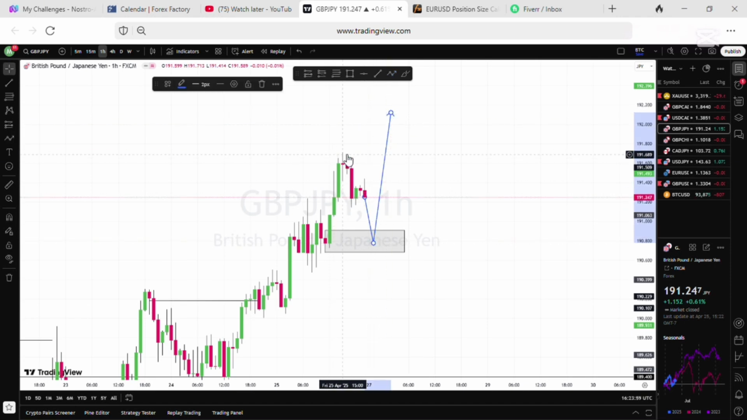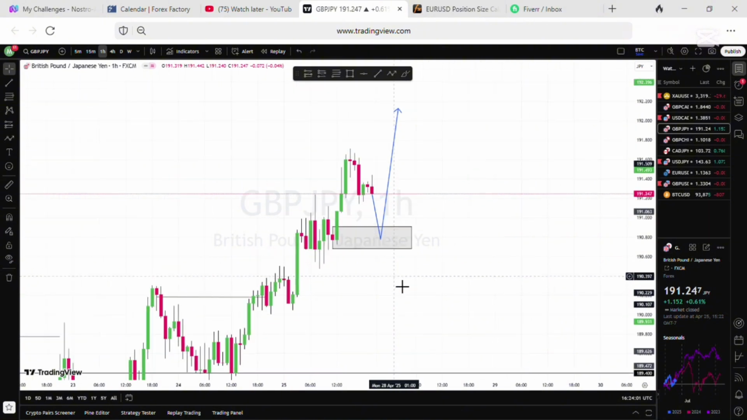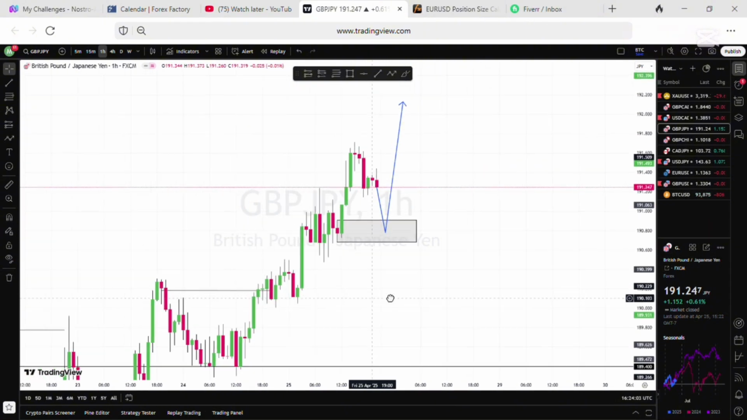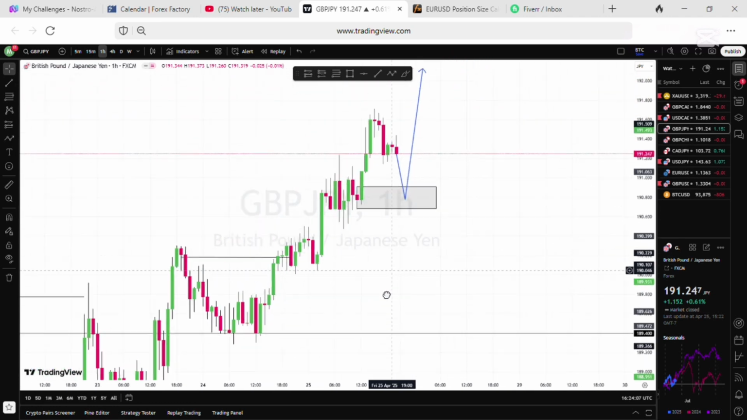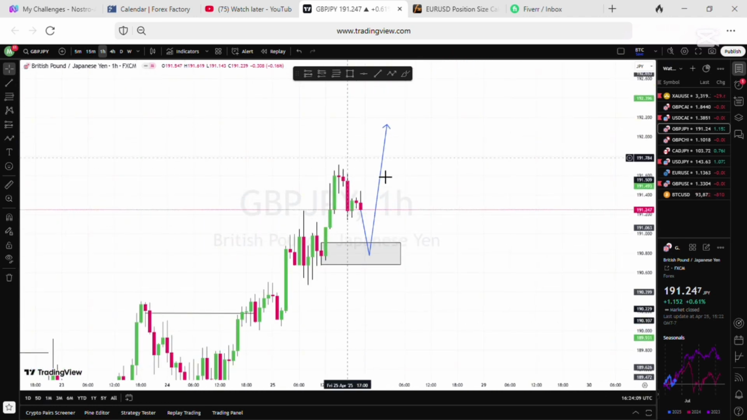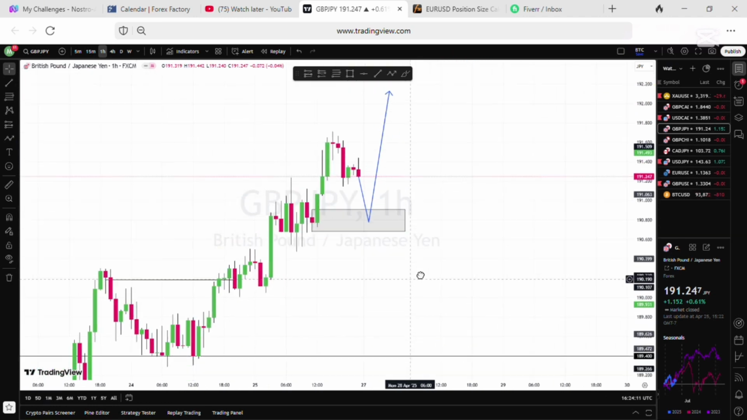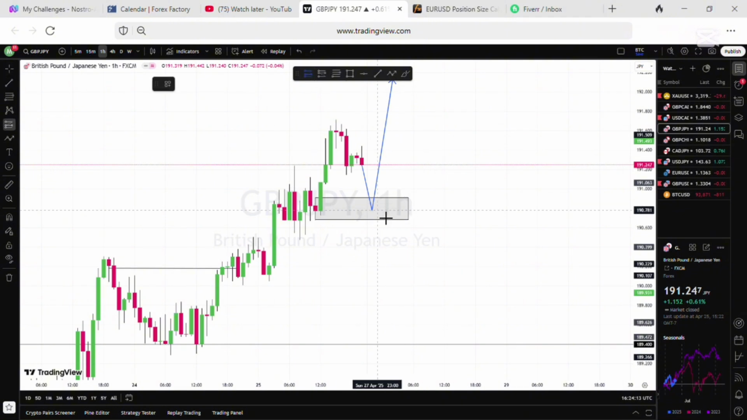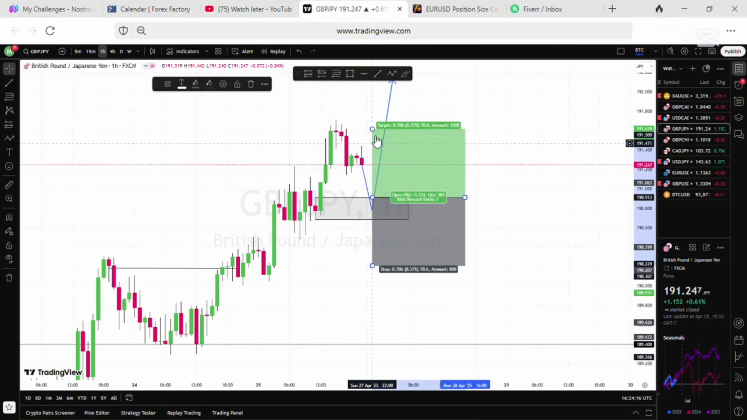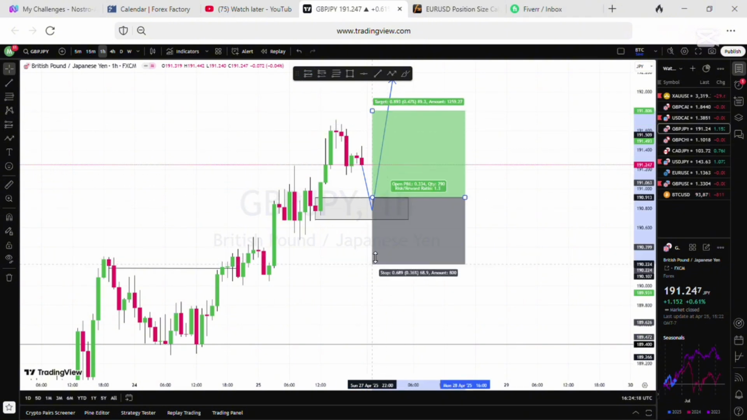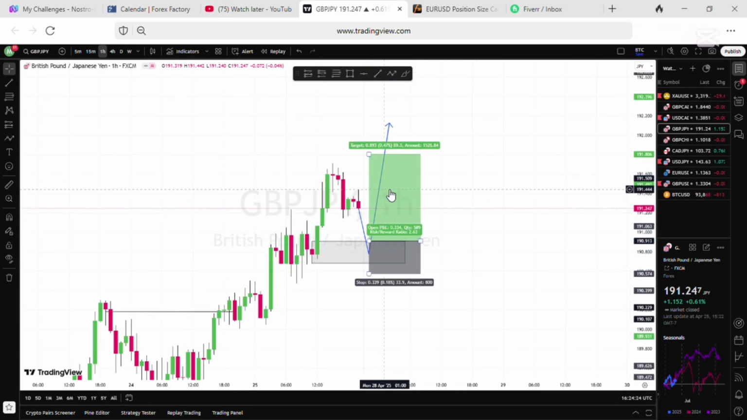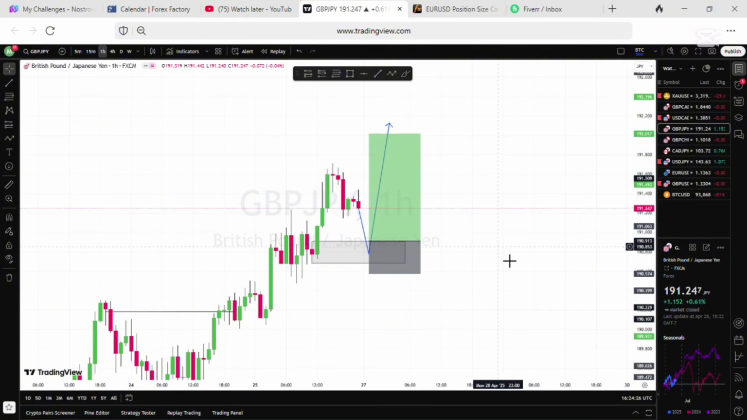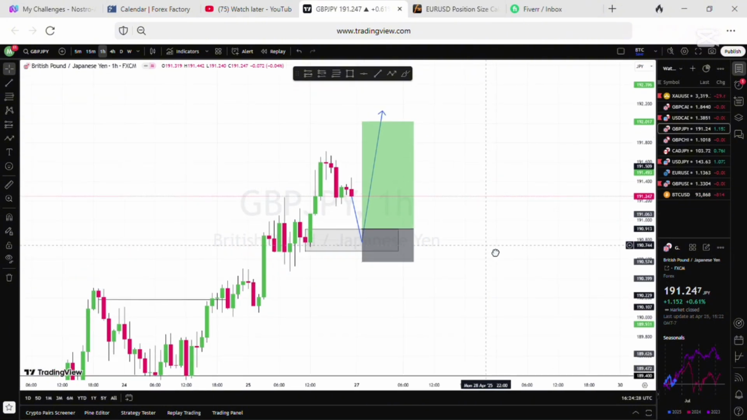Let's break above this high. That's the only option we have on GBP JPY right now. And I think that's all. That's valid. Put our buy orders on top here, and there you have it.